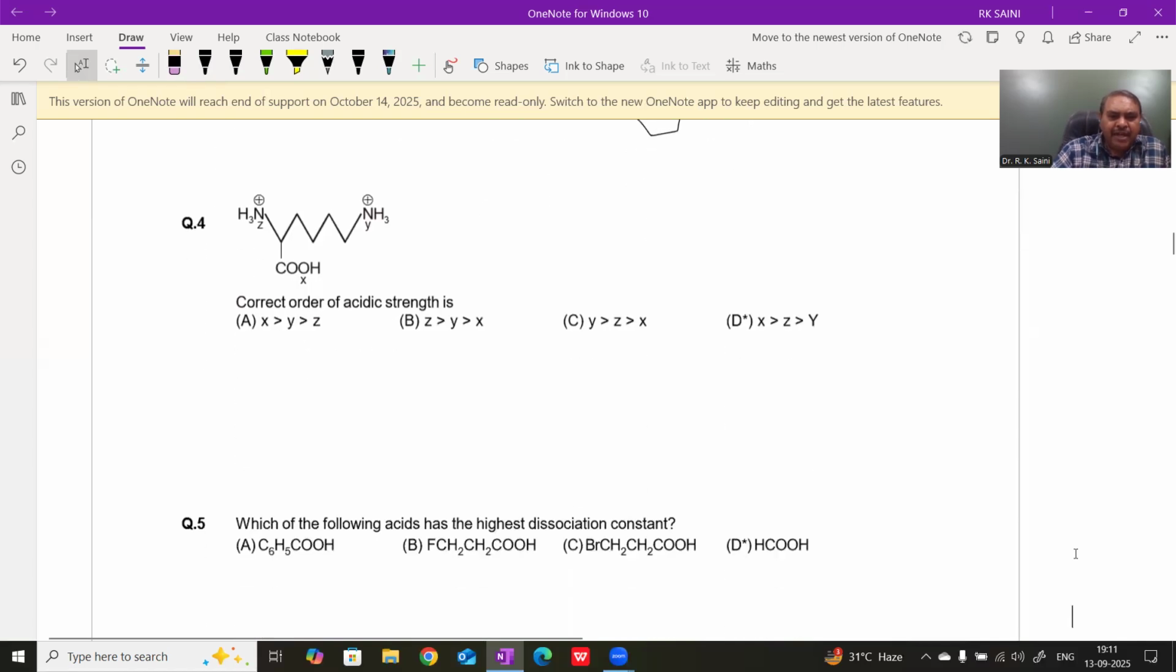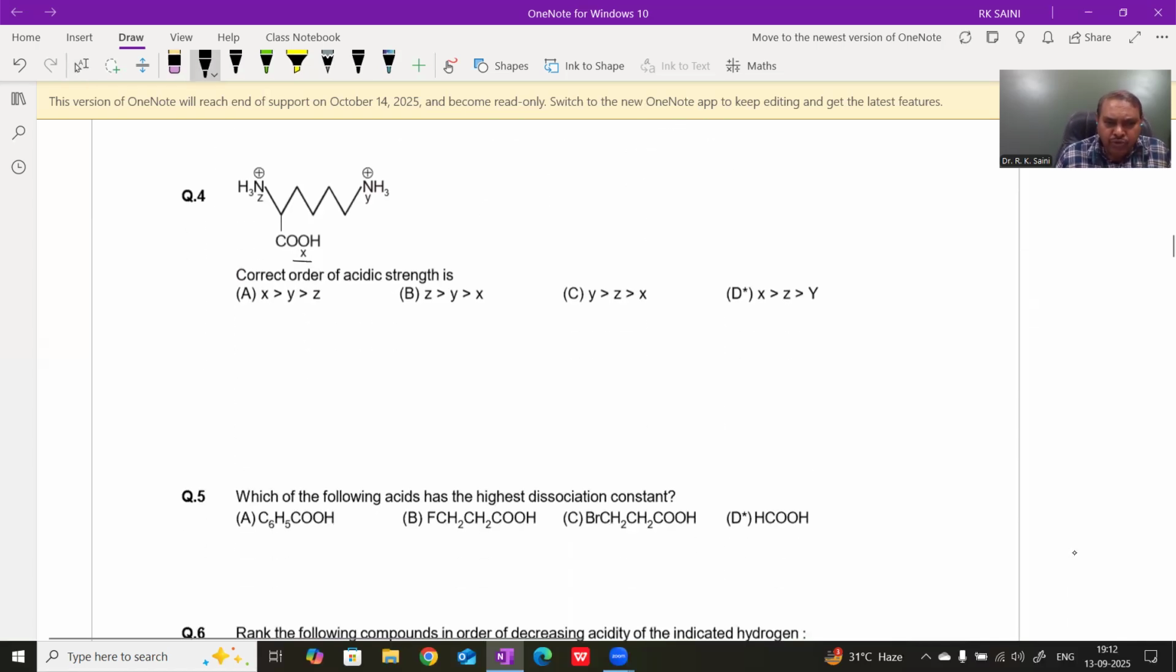First, correct order of the acidic strength of the following: carboxylic acid, NH3 positive and NH3 positive, X, Y. After removal of H plus ion, resonance is present in the carboxylate ion, but no resonance in NH3 positive. Therefore carboxylic acid is more acidic, meaning X is more acidic, and it also exhibits a minus I effect. Minus I effect is distance dependent. Therefore, Z is more acidic than Y because the minus I effect group is far away from the NH3 group. Therefore, the acidic strength is X, Z and Y.